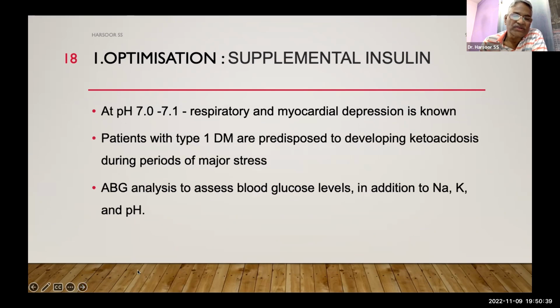Whenever there is acidosis, with a pH of around 7 or 7.5, it is well known that respiratory and myocardial depression can occur. So it should be kept in mind that patients with type 1 diabetes are predisposed to developing ketoacidosis during periods of major stress. So this is where supplemental insulin in the perioperative period is very, very essential. And we can use ABG analysis to know both the serum glucose levels as well as the pH levels.